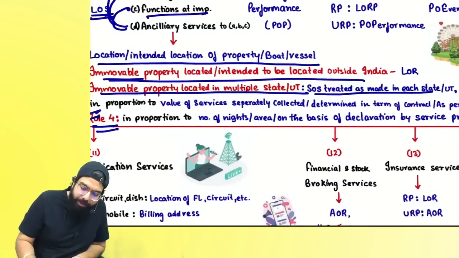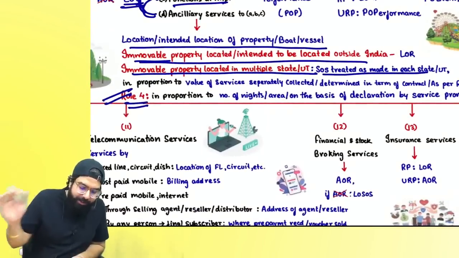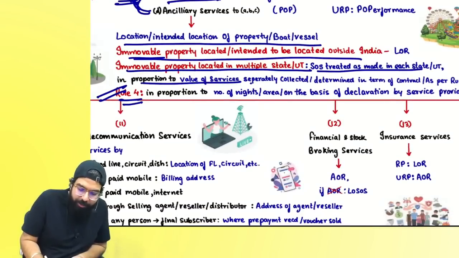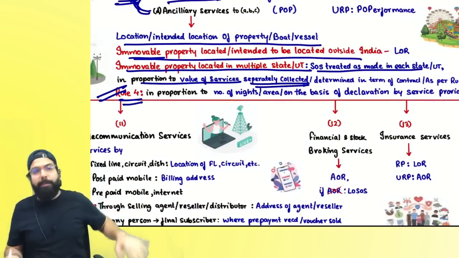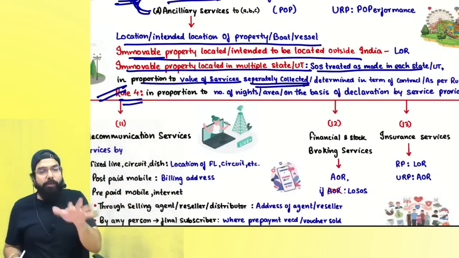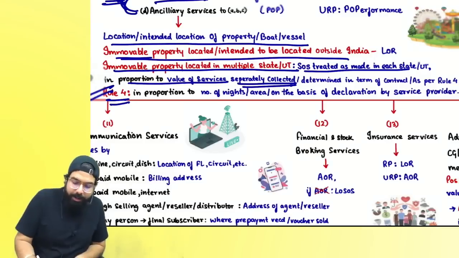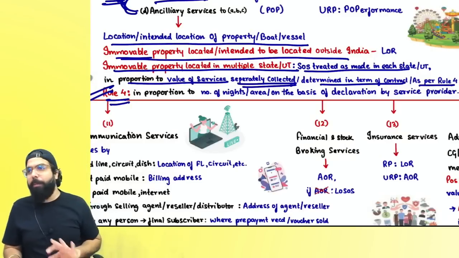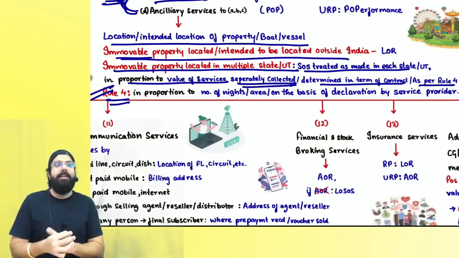Supply of service shall be treated to be made in every state or UT in the proportion of value of service collected separately. If you have collected separately, the value of supply will be separate with respect to every state. If you have not collected separately, then it will be determined in terms of the contract. Otherwise, please apply rule number 4.